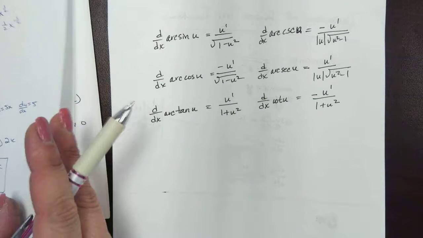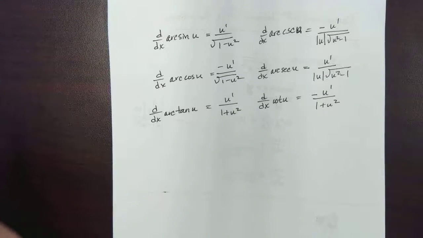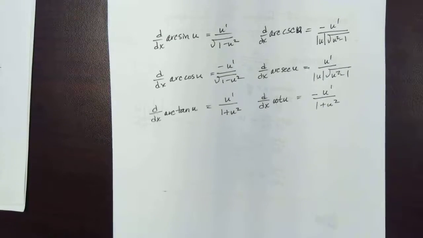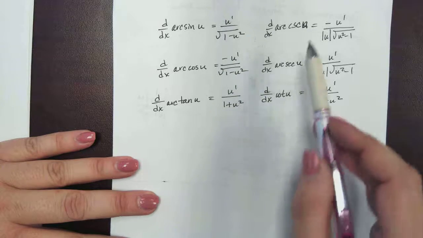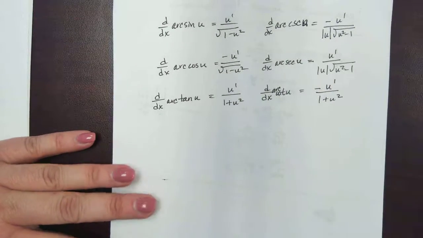Okay, let's apply this with some examples. Let's do some calculus. Is that arc? Oh, you're right. This is arc cotangent u. Yes, thank you.